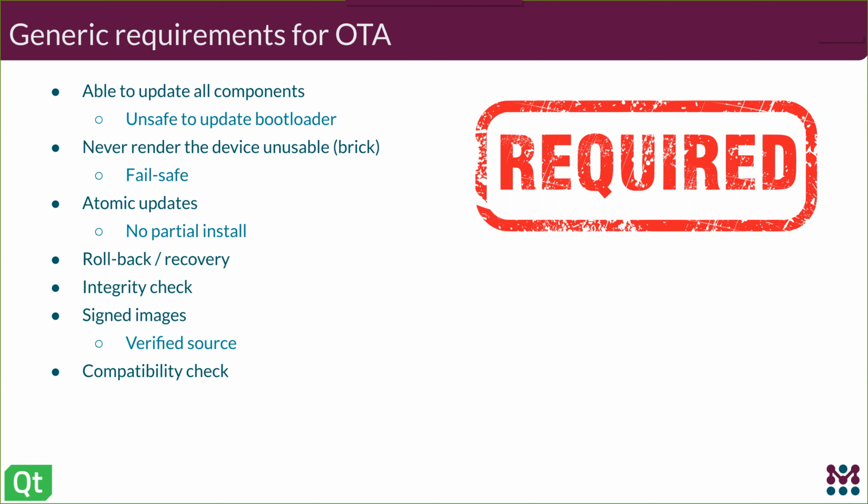So you need to have fail-safe mechanisms in place, because whatever can happen will happen, typically. So this needs to be considered when designing an OTA solution. You want the updates to be atomic. An atomic update means that you either install successfully or fail. There is no in-between state.